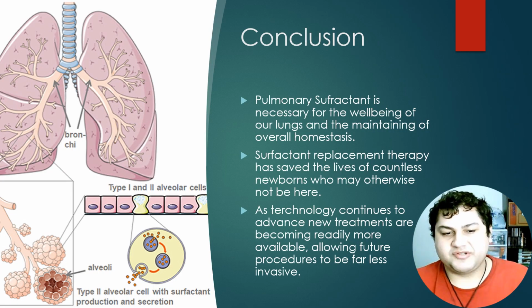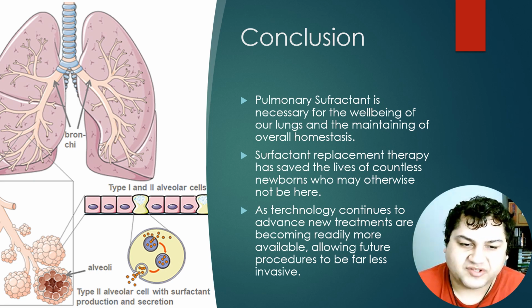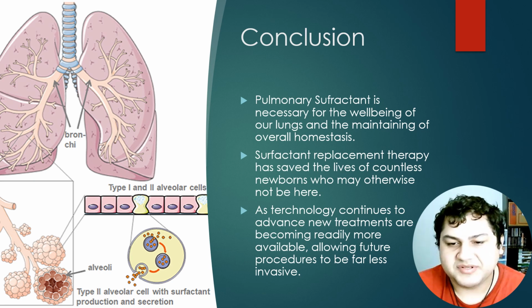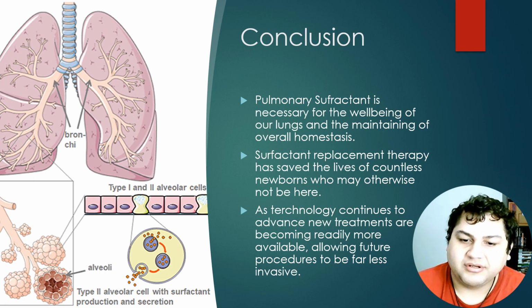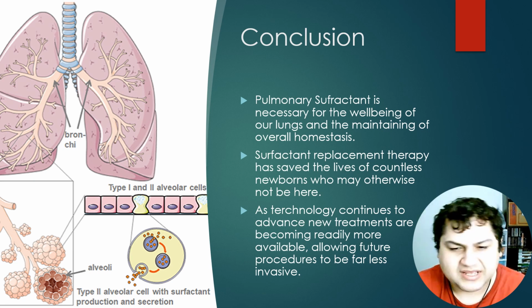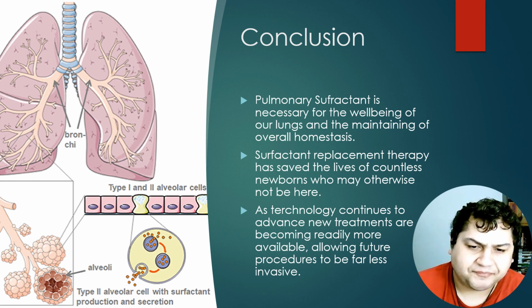So now that I've covered some of the physiological aspects of pulmonary surfactant, the functions and roles it plays in maintaining breathing health, and respiratory distress syndrome in neonates and the treatments available for it, I just want to conclude and go over the key points. It's necessary for the well-being of our lungs and the maintaining of our overall homeostasis. That's the key takeaway. Everything is within the function and stated goal of maintaining homeostasis.